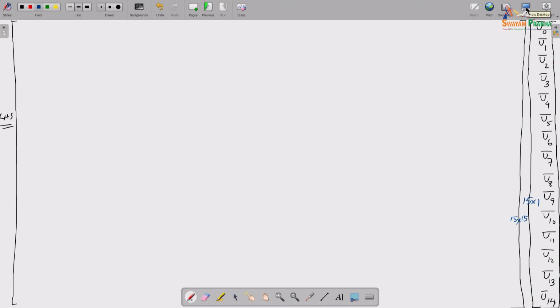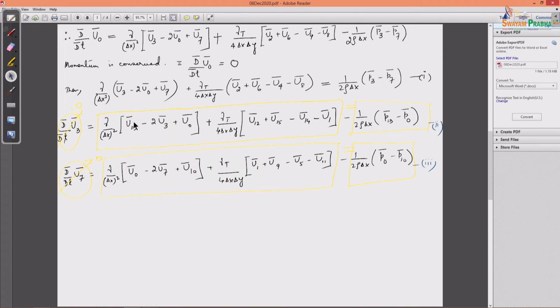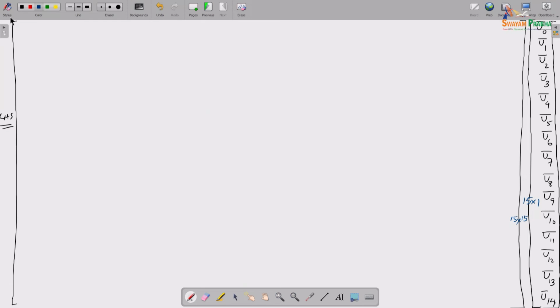The first equation that we had is this one. What is the coefficient of U0? What I can see here is minus 2 nu by delta x square. That's the coefficient of U0, so let's go ahead and enter that. It is minus 2 nu by delta x square, multiplied by U0. What is the next one?